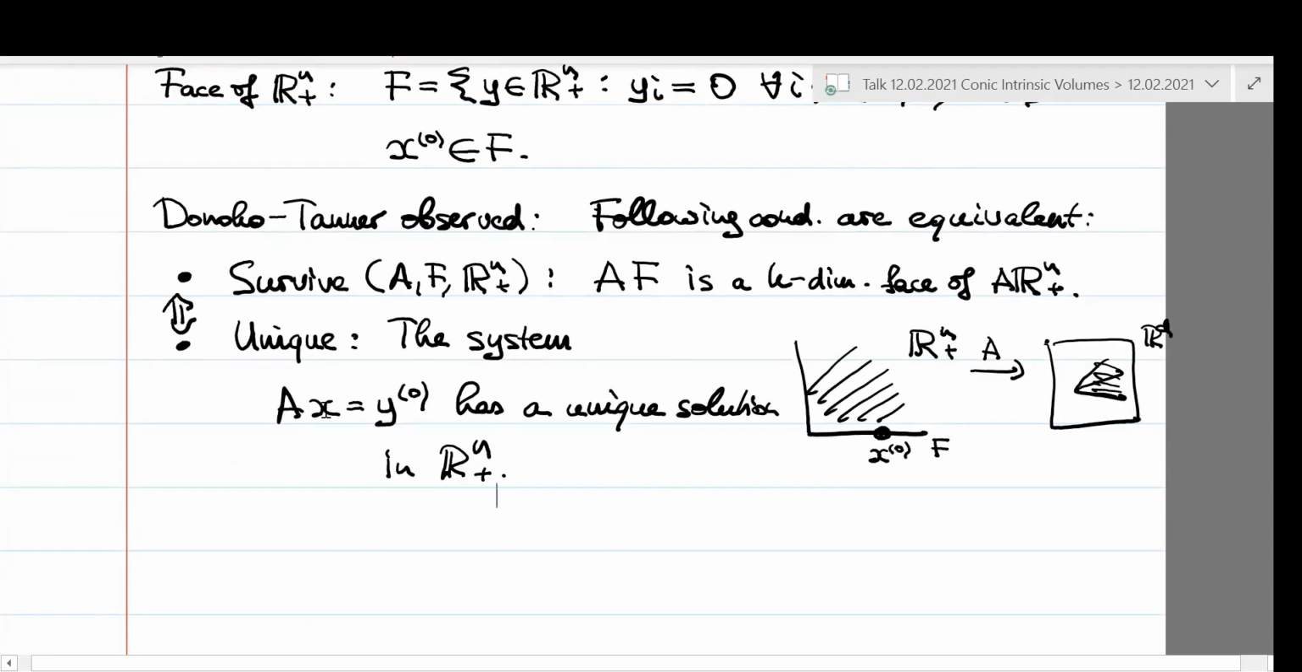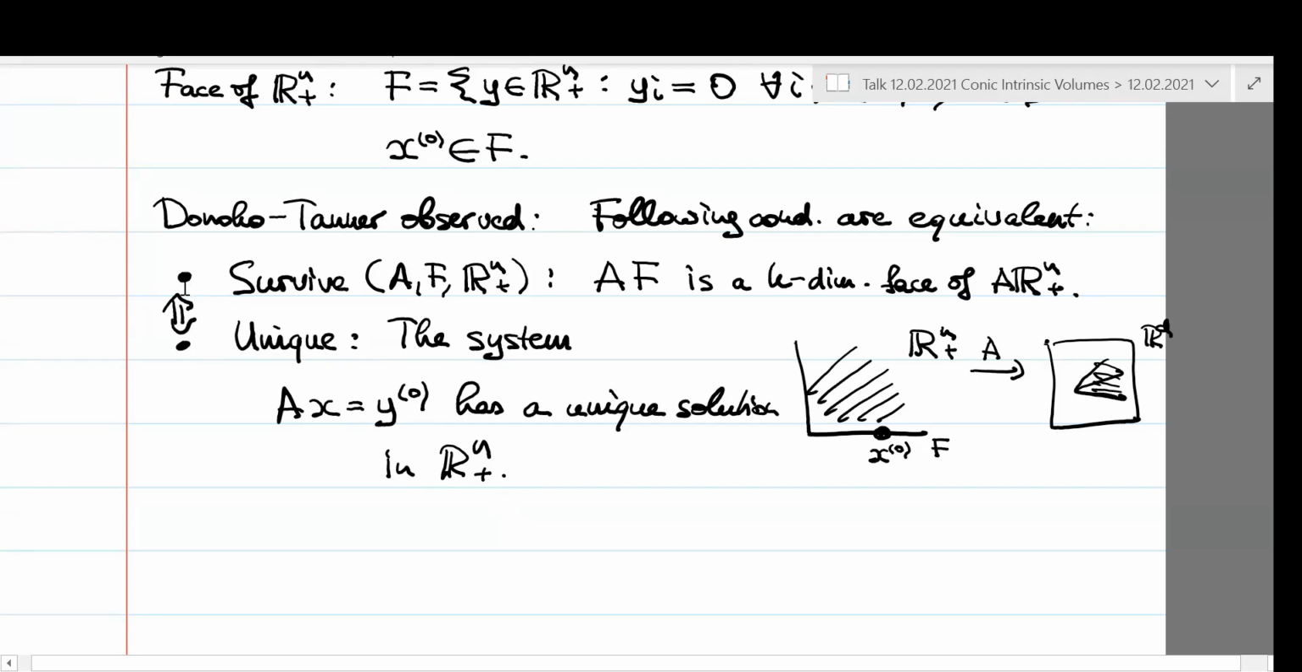So the variables x which satisfy this condition are possible candidates for a recovery. We know that x0 satisfies this condition. Now we want to recover x0, which means the possible candidates are exactly the vectors which satisfy this condition. And of course, everything is restricted to this orthant. And now if the solution in this orthant is unique, then this condition is satisfied.